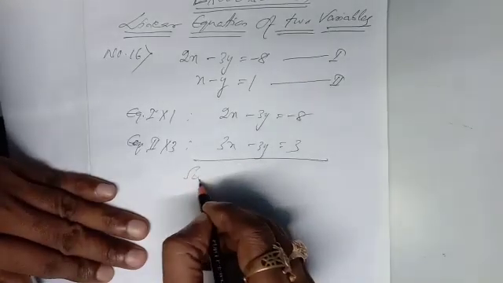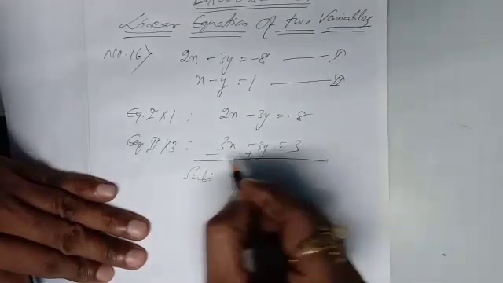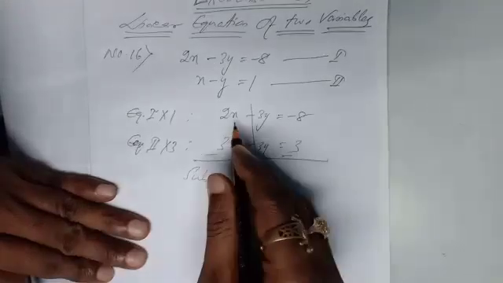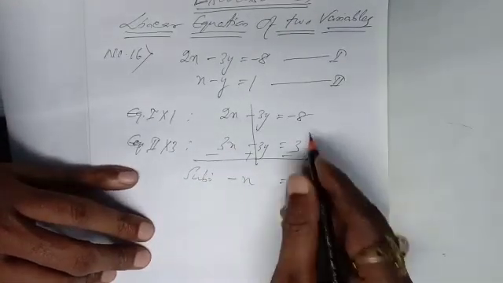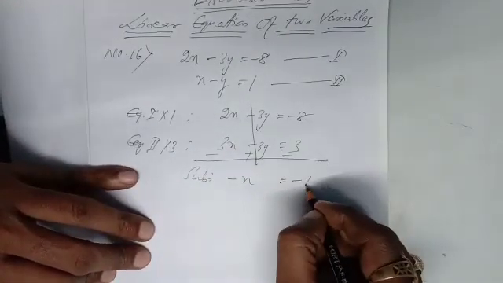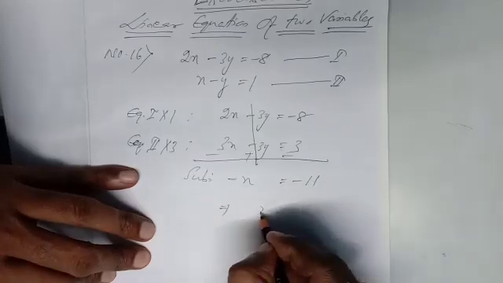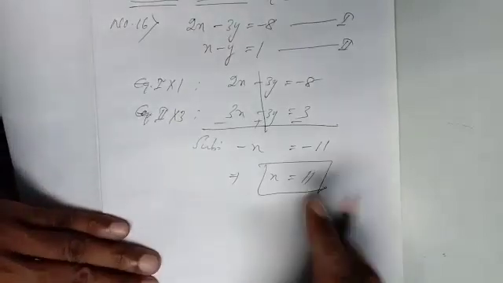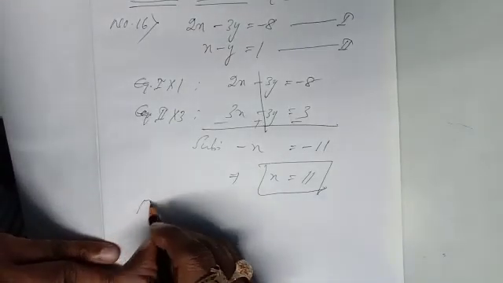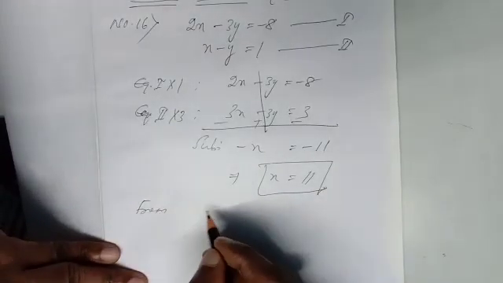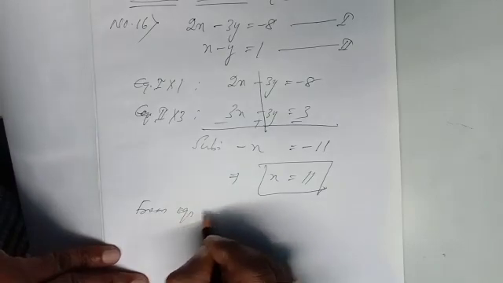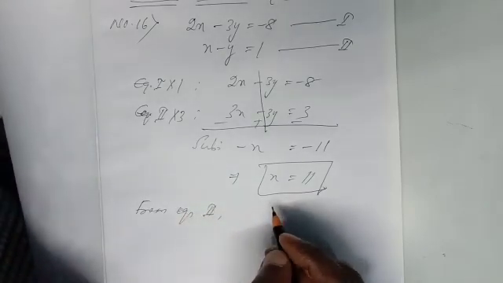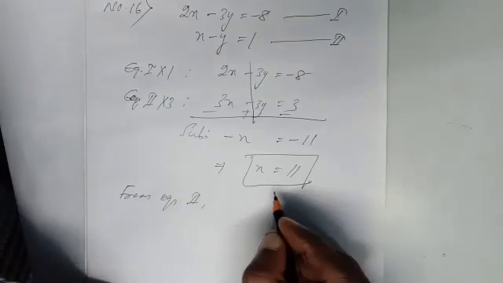Just to subtract, the signs will be changed. This will be minus, plus, and this is minus. Cancel. 2x minus 3x is minus x, and minus 8 minus 3 is minus 11. Finally, you are getting x is equal to 11. Now put the value of x in any one equation. I am writing from equation 1, but you can also do it from equation 2. It is your choice where you put the value of x.